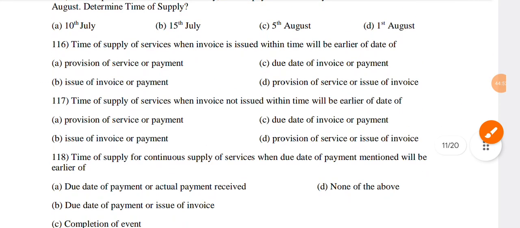Next question. Time of supply of services when invoice is issued within time will be earlier of date of: option A, provision of service or payment; B, issue of invoice or payment; C, due date of invoice or payment; and D, provision of service or issue of invoice. And the correct option is B.